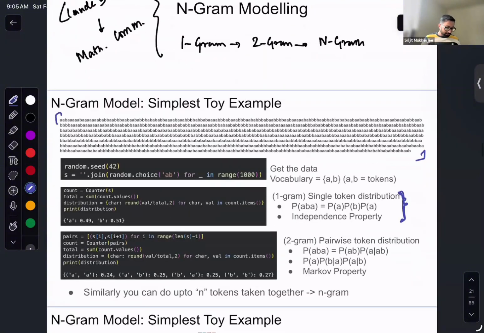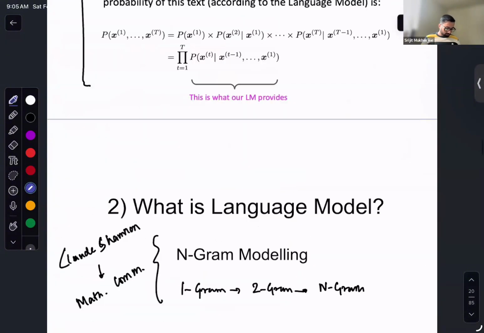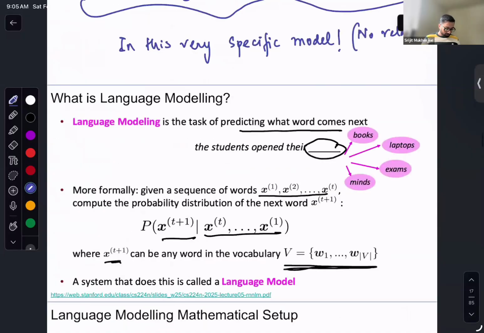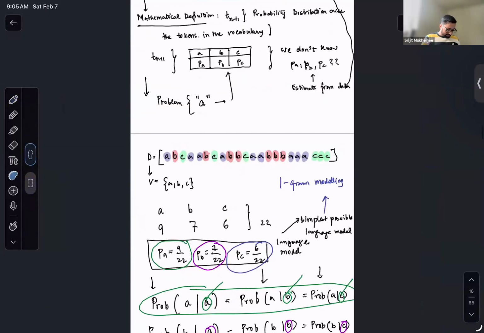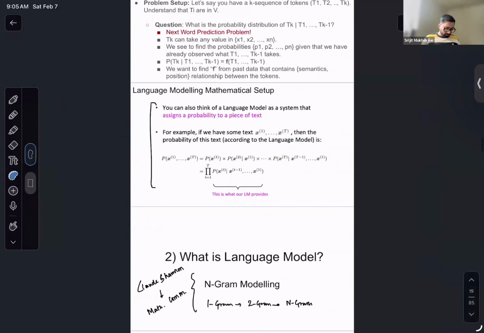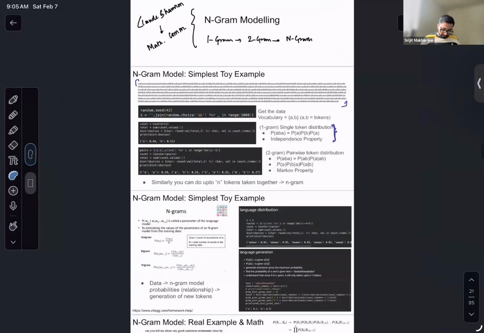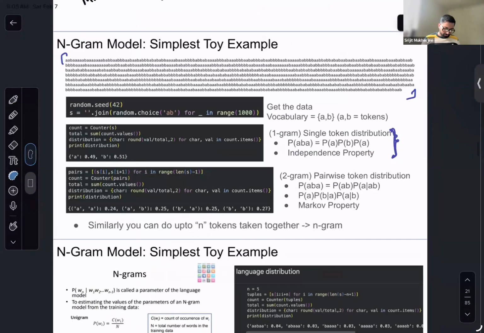Let's do a harder one. Let's take the same data set and do a 2-gram modeling, which will come here.